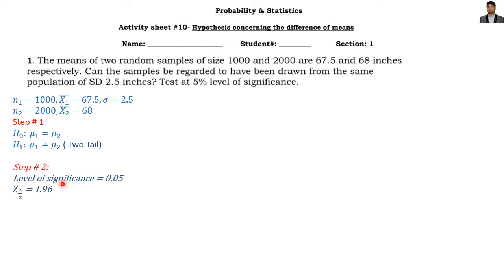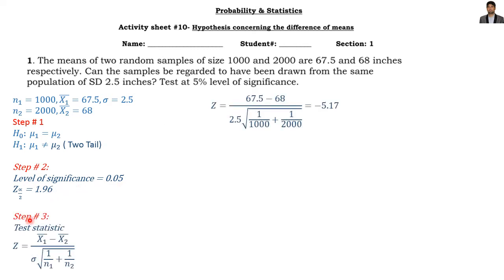Step number 2, level of significance is given as 0.05, which is 1.96. Step number 3, test statistic. Put all the values in this formula and we will get minus 5.17.